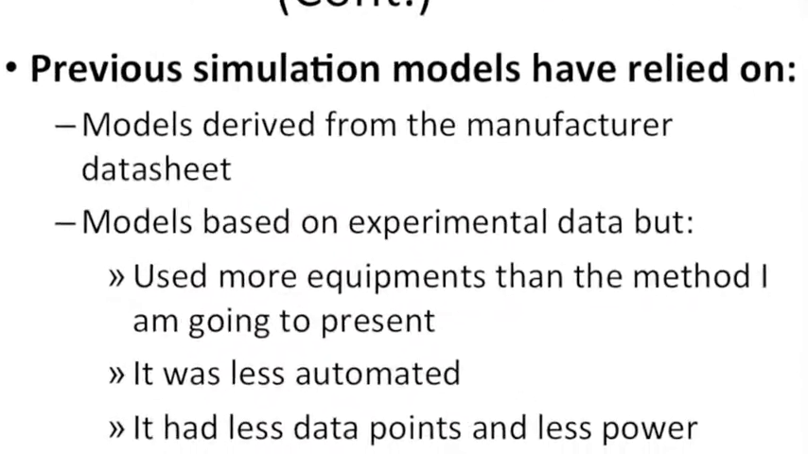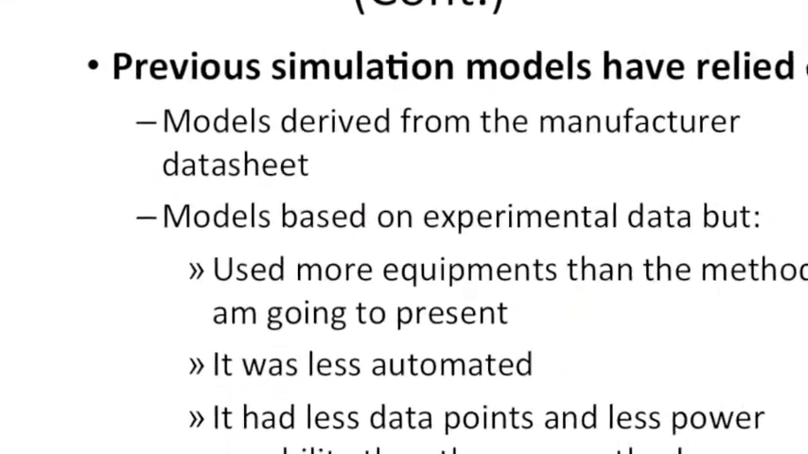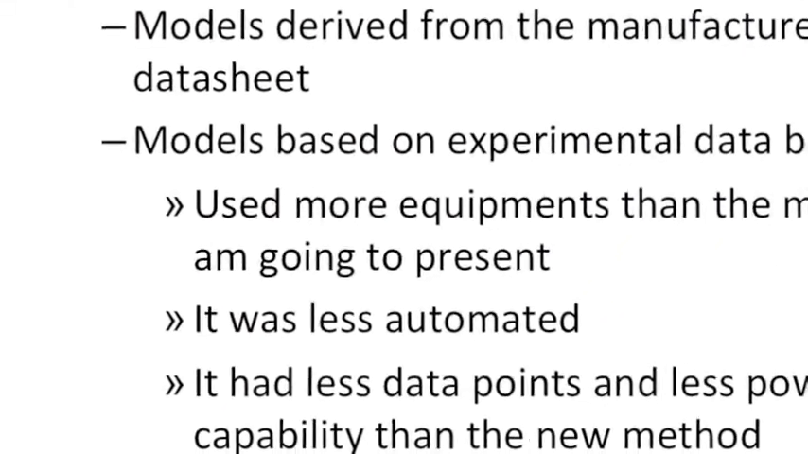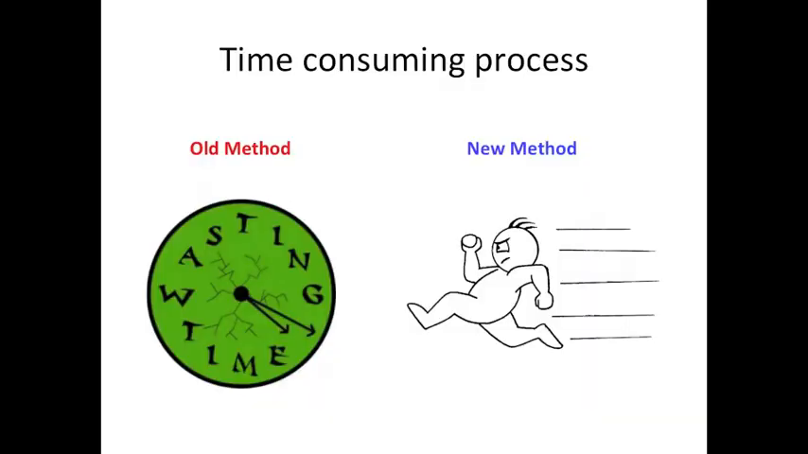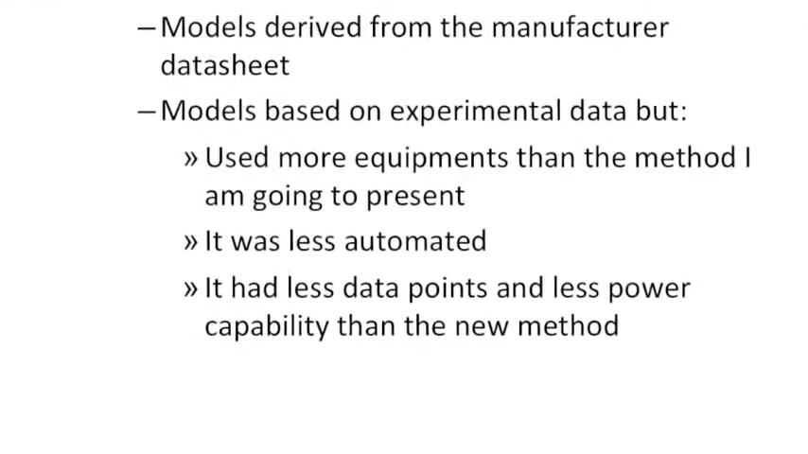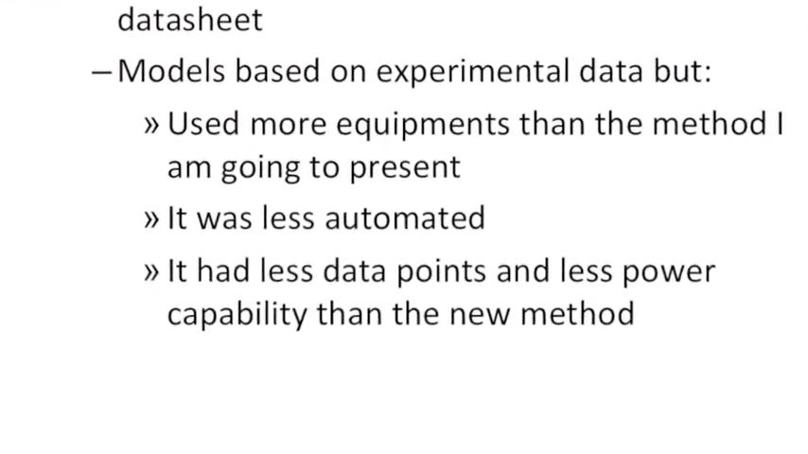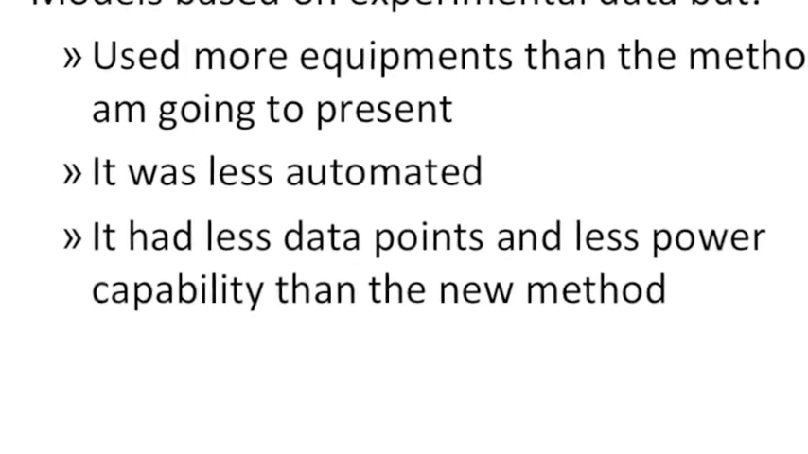Other models were based on experimental data, but used more equipment than the method I am going to present, which only uses the power device analyzer. It was less automated, so it increased the probability of making a mistake writing the data, while in the new method you get the data directly from the machine. On the other hand, it could take more than a day to get the data, while the new method can take just seconds. It had less resolution and less power capability than the new method, which can have more than 1,000 data points and can reach high power measurements.